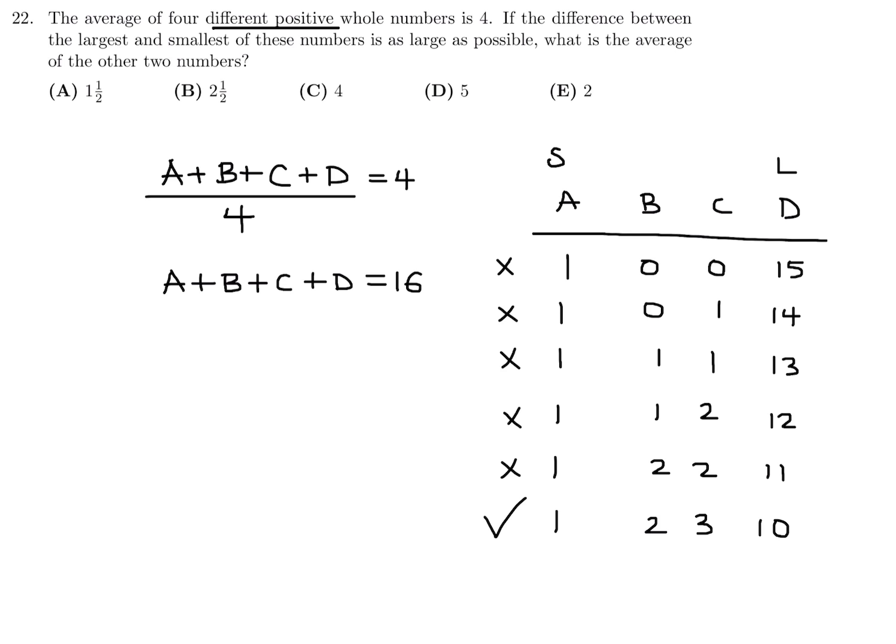So now they're asking for the average of the other two. The other two numbers are 2 and 3. Their sum is going to be 2 plus 3, and divide by 2 to get the average, and that is 5 over 2. So number 22, the answer is B.